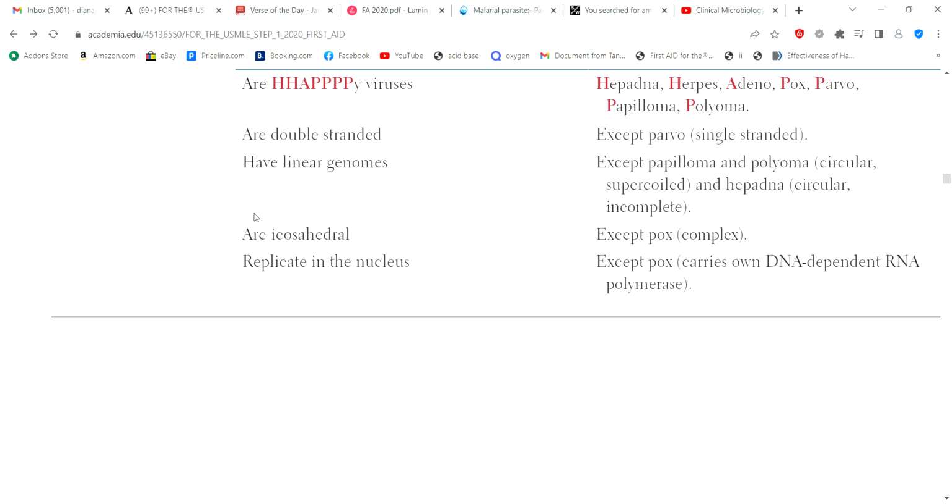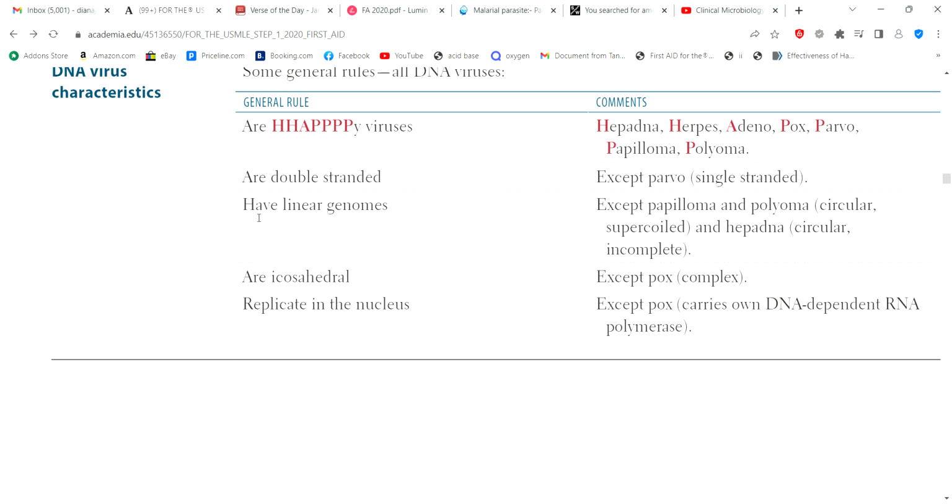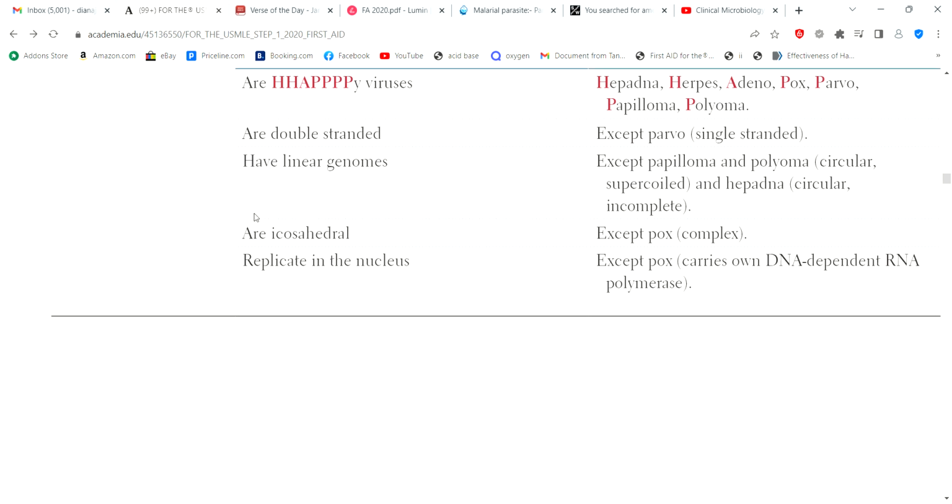DNA viruses have linear genomes except papilloma, polyoma, and hepadna. So all DNA viruses have linear DNA except papilloma and polyoma, which are circular, and hepadna, which is circular also. DNA viruses are icosahedral, except for the pox virus.